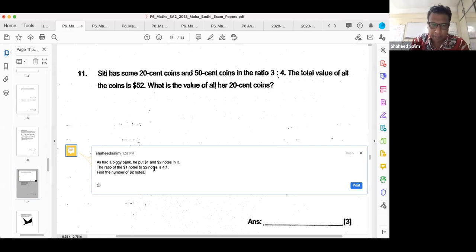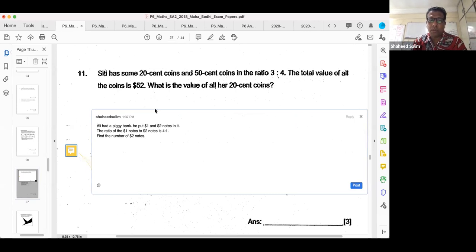Now Ali had a piggy bank, you know piggy bank, right? In the piggy bank, he has $2 notes and $1 notes. And the ratio of the $1 notes to $2 notes is 4:1. The total value of the money in the piggy bank is $42. Now, how to do this? Watch step by step.